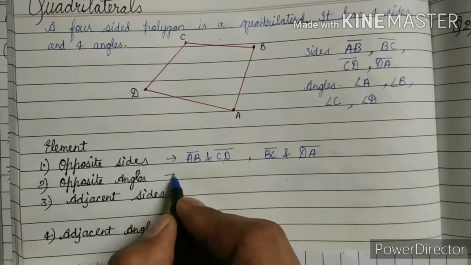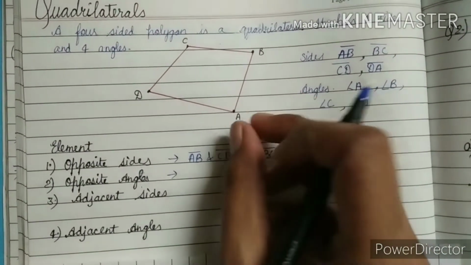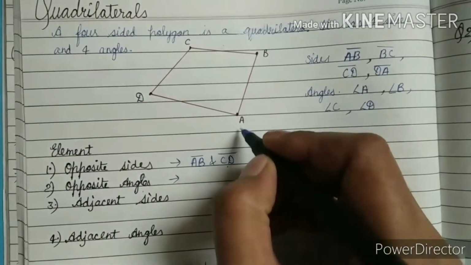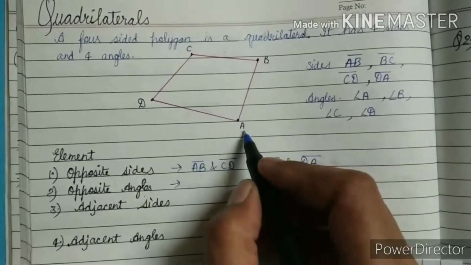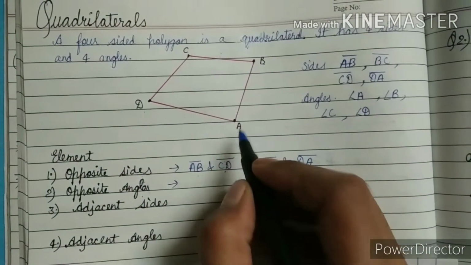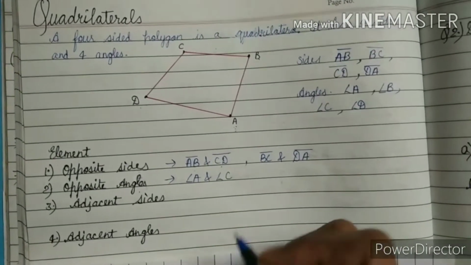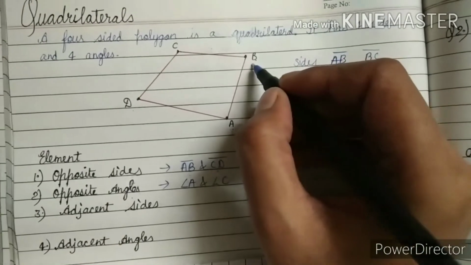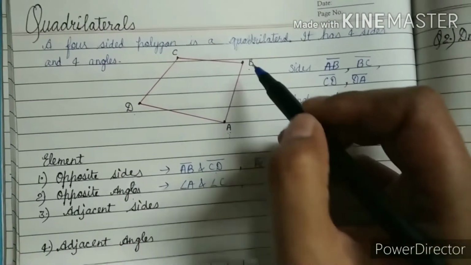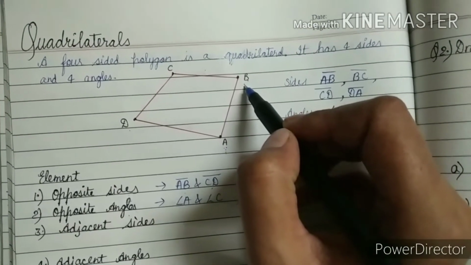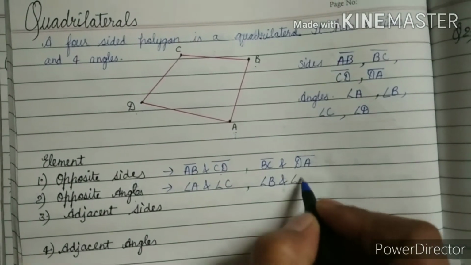Same for the opposite angles. Firstly we will start from angle A. Angle A's neighbors are B and D. Who is not a neighbor of angle A? Angle C. So angle A's opposite is angle C. Now when you go to B, B's neighbors are C and A. Who is not a neighbor of angle B? D. So angle B's opposite is angle D.